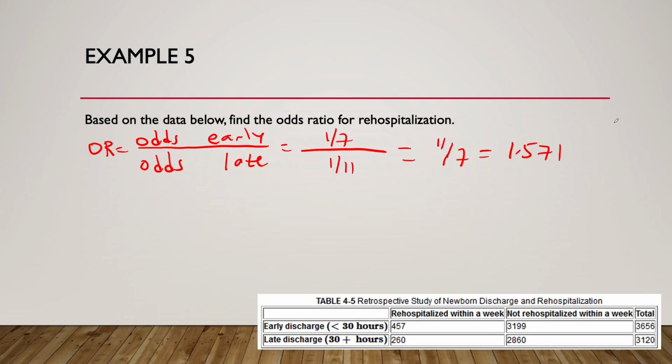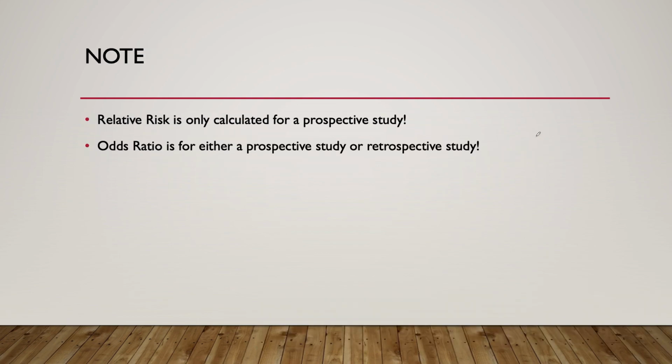An example of that will be based upon the data down here. We want the odds ratio for rehospitalization. So for odds early, that's 1/7. For odds late, that's 1/11. 1/7 divided by 1/11 is 11/7, or as a decimal, about 1.571. The relative risk is only calculated for a prospective study, and the odds ratio is for either a prospective study or a retrospective study. Thank you.